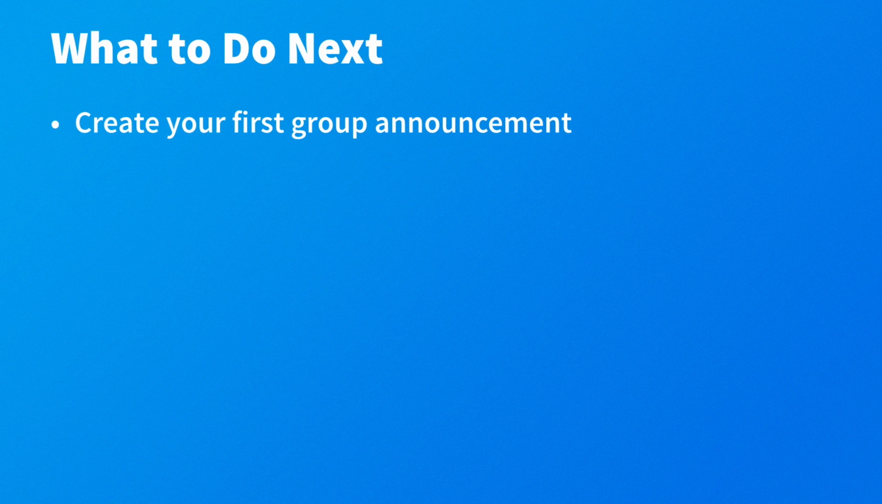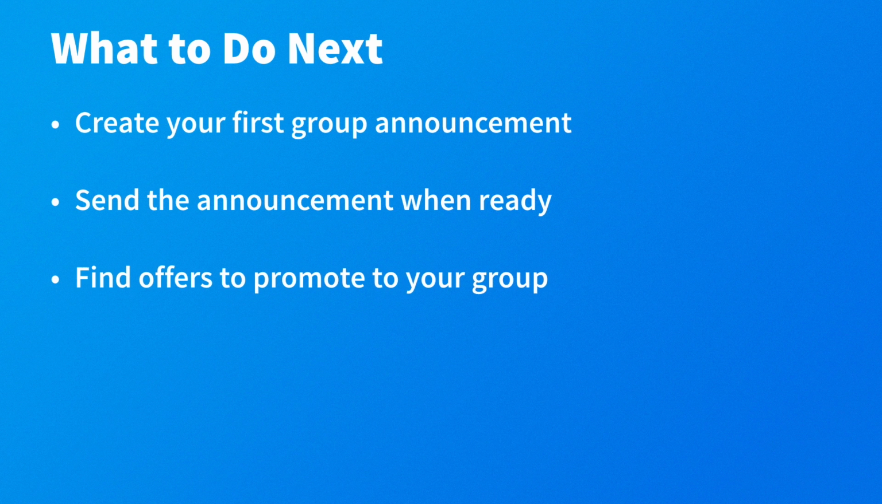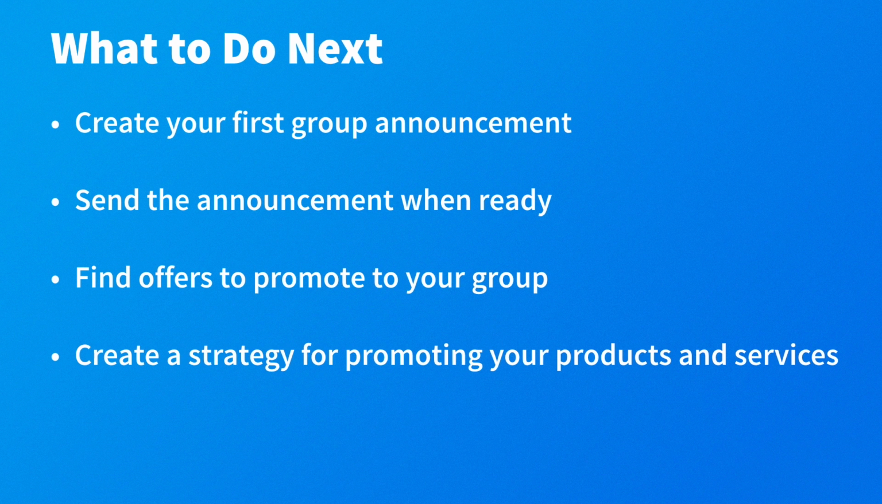So next, you want to go ahead and create your first group announcement after you actually have some members and you actually have something to promote or something to say. Send the announcement when you're ready. Make sure to test it first. And find offers to promote to your group. It doesn't always need to be your white paper and your webinar. There could be other people's white papers and other people's webinars that you get paid a commission for sending or just a direct fee.